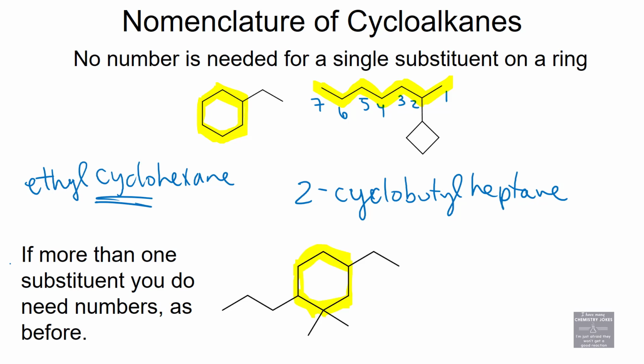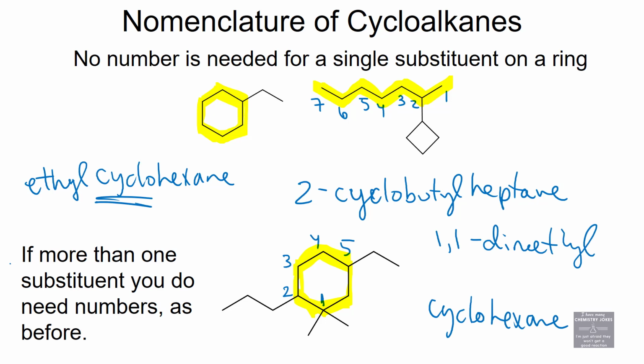And you number it just like before to give everybody the lowest number possible. Because this carbon has 2 substituents on it, that carbon needs to be number 1 because that will give everybody the lowest number possible. So then I could go carbon number 2 over here, or on the other side. There's a substituent on the left, so I'm going to number it toward the left. So it's a cyclohexane. It's a 1,1-dimethyl. It's a 2-propyl and a 5-ethyl.